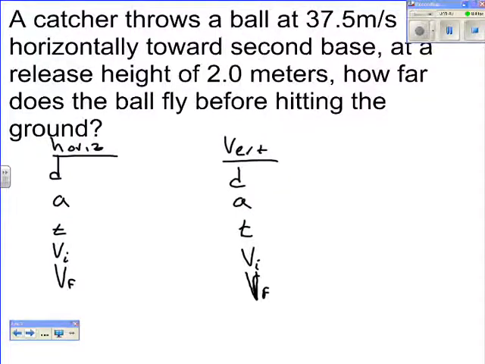Now we have to go through and figure out what do we know and what do we need to know. What do we actually know? 37.5 meters per second. What is that? The initial velocity in which direction? Horizontally, because he's throwing it horizontally.